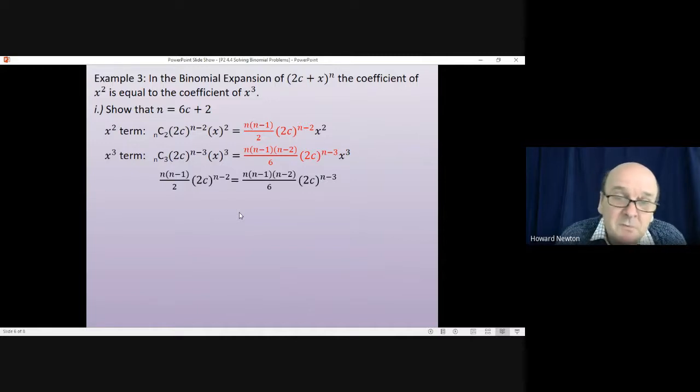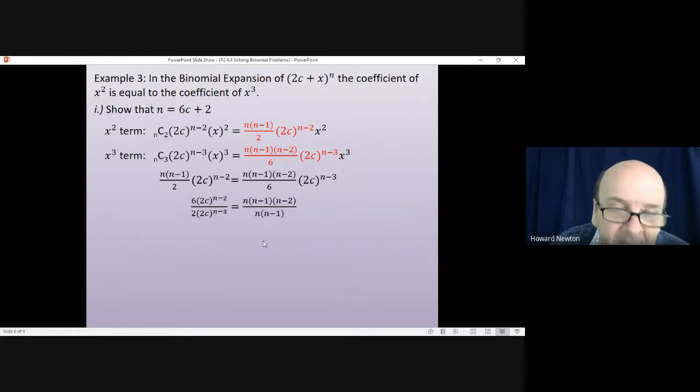The easiest way to move forwards with this is to collect all of the n's on the one side. So the n minus 1, the n minus 2, I'm going to leave over there. This n and n minus 1, I'm going to divide by, bringing it over here. Everything else, I'm going to move to the left-hand side. Now, when I do that, this is what I'll get. So the 6 has swapped sides, and I've multiplied by it. That gives me 6 times 2c to the power of n minus 2. The 2 I've left where it is. The 2c to the power of n minus 3 has moved over to this side, and I've divided by it. And on the right-hand side, I've just got the n's. N times n minus 1 times n minus 2, and this n and n minus 1, I've divided by, bringing them over here. The reason for doing that is it's then possible to simplify things quite a lot.